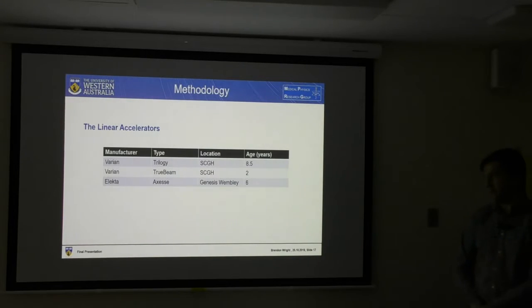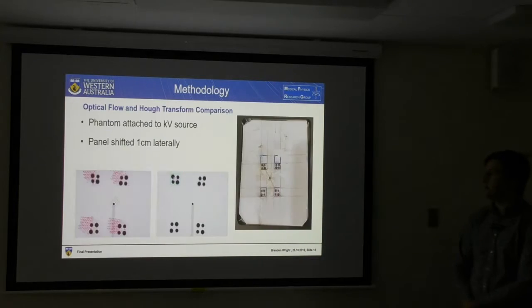So the linear accelerators used for this project, there were two Varian linear accelerators used, a Trilogy and a TrueBeam, both located at Sir Charles Gairdner Hospital, as well as an Elekta Access, which was located at Genesis Wembley. All three machines have a variation in terms of their age as well.